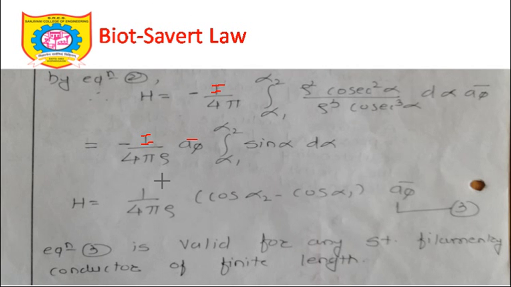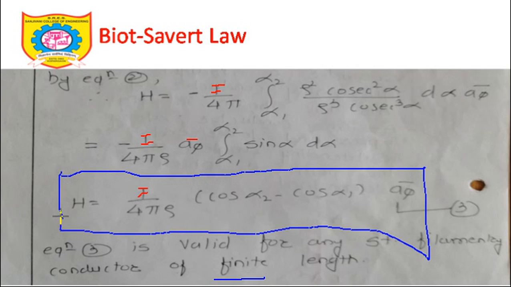A phi bar is also constant, we have taken it outside, and I finally got this expression. This is a very important expression: I upon 4 pi rho, cos alpha 2 minus cos alpha 1, a phi bar. Equation 3 is valid for any straight filamentary conductor of finite length. This is very important because in the previous lecture we talked about this being applicable only in the case of a finite length current carrying conductor. As a special case we can derive it for an infinite length conductor, but right now this is applicable in the case of a finite length current carrying conductor. So I hope you have understood this formula, so that we can proceed to the next cases.